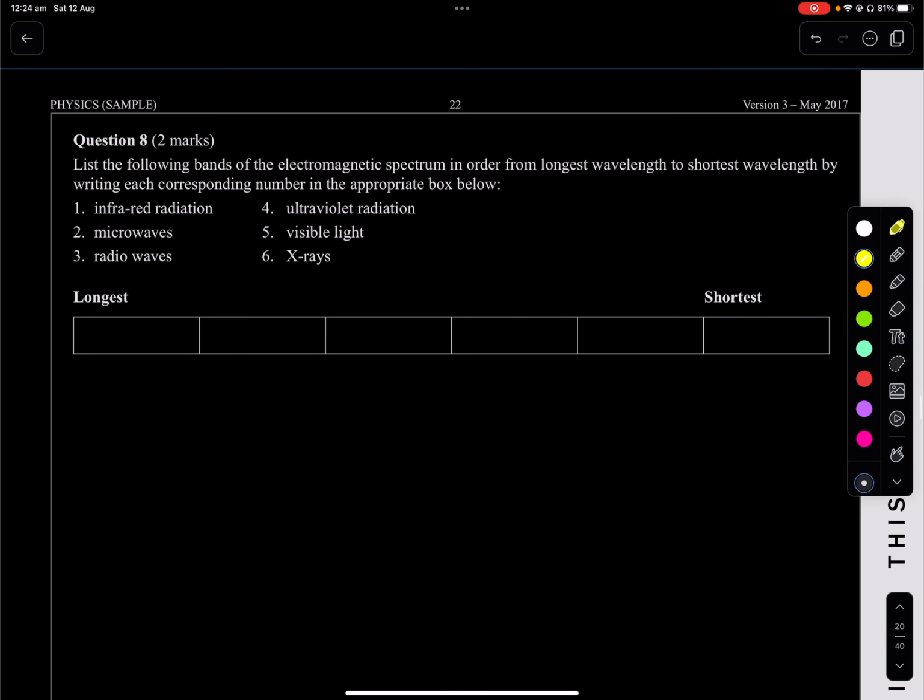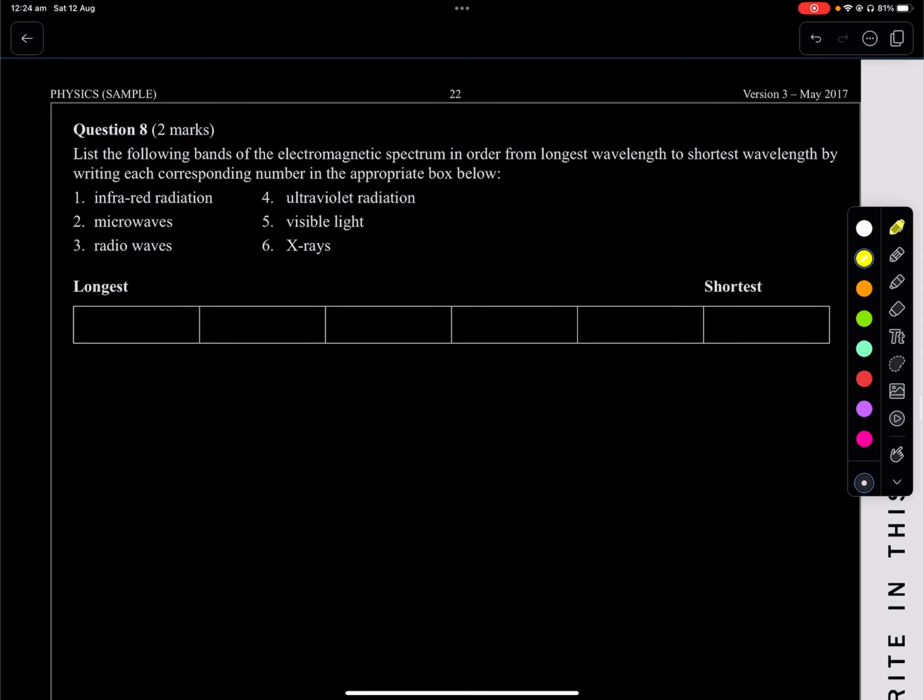Hope so. List the following bands of the electromagnetic spectrum in order from longest wavelength to the shortest wavelength by writing each corresponding number. Very nice and basic question. You should have this in your summary sheet. The shortest wavelength means the strongest penetrating, so the highest frequency, and the longest wavelength means the smallest frequency. The smallest frequency from everything is radio waves. So it starts with radio waves. It has to. That's done.